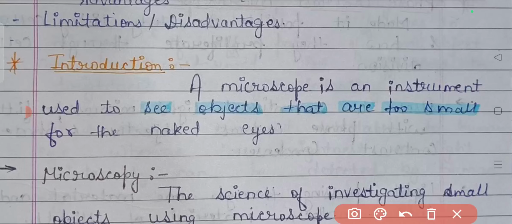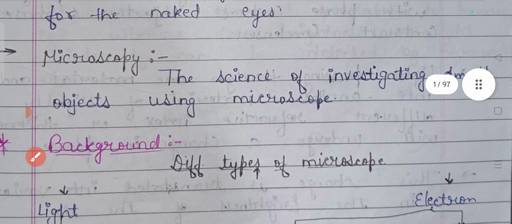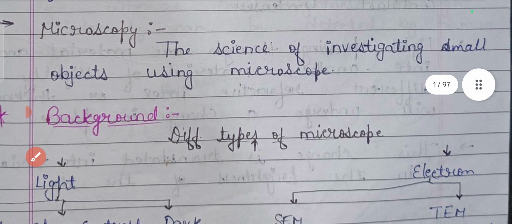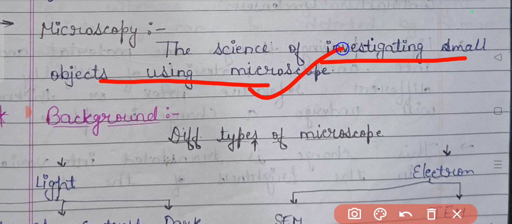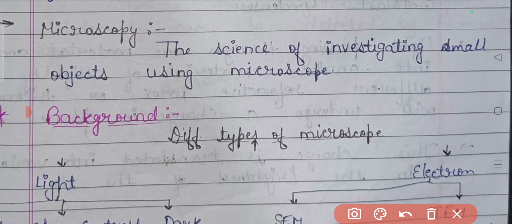So based on that concept, the microscopy technique is basically used to visualize small, micro objects which cannot be visualized by our own naked eyes. Then the definition of microscopy in its own sense, that is, what is the meaning of microscopy. It is the science of investigating small objects using a microscope, that is, the process of investigating small objects under a microscope is known as microscopy.